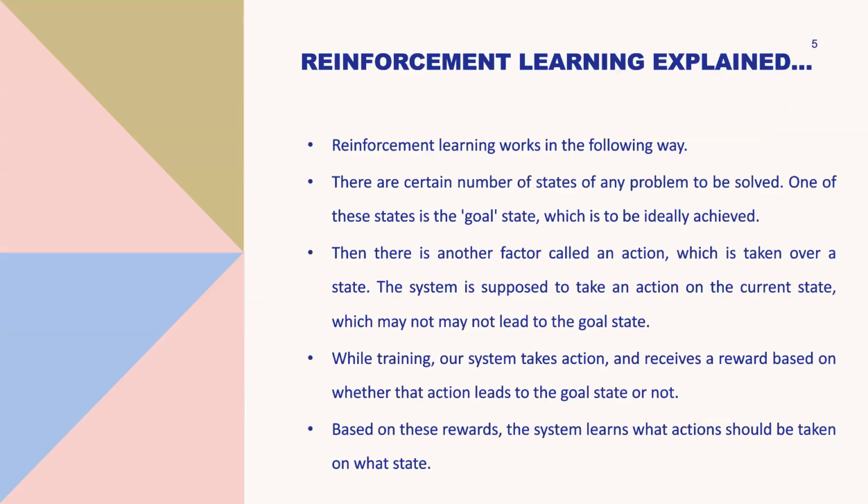So let me explain what reinforcement learning is and how it actually works. There are a certain number of states of any problem to be solved. One of these states is the goal state, which is to be ideally achieved. Then there is another factor called an action, which is taken over a state. The system is supposed to take an action on the current state, which may not lead to the goal state. While training, our system takes action and receives a reward based on whether that action leads to the goal state or not. Based on these rewards, the system then learns what actions should be taken on what state.